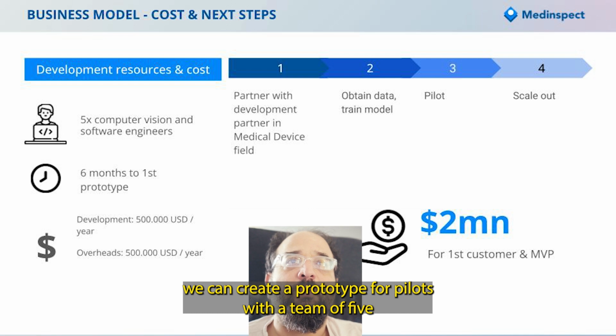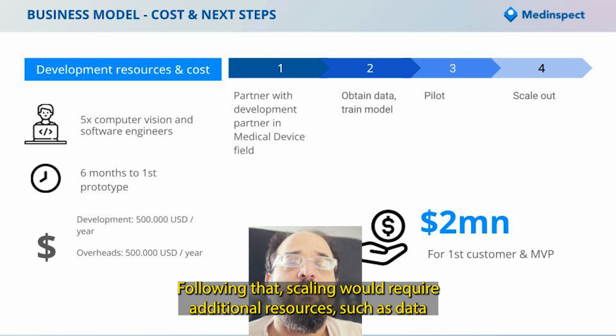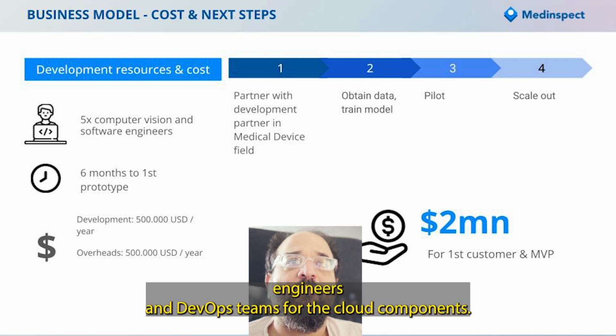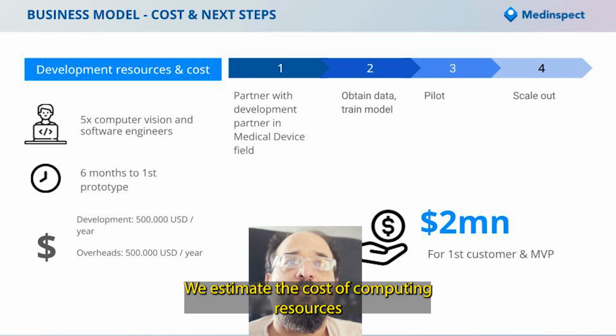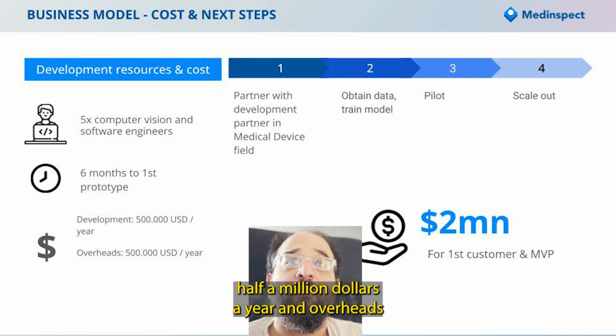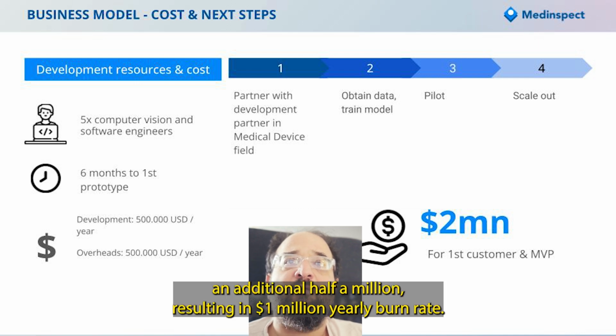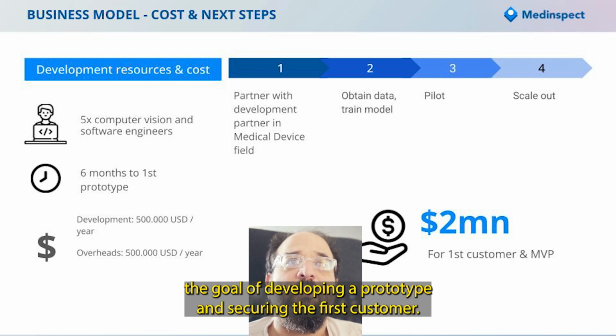We can create a prototype for pilots with a team of 5 engineers, 2 of which are CV experts, within 6 months. Following that, scaling would require additional resources, such as data engineers and DevOps teams for the cloud components. We estimate the cost of computer resources per device scanned as minimal. Engineering costs would be approximately $500,000 a year, and overheads an additional $500,000, resulting in a $1 million yearly burn rate. We would require $2 million in preliminary funding to meet the goal of developing a prototype and securing the first customer.